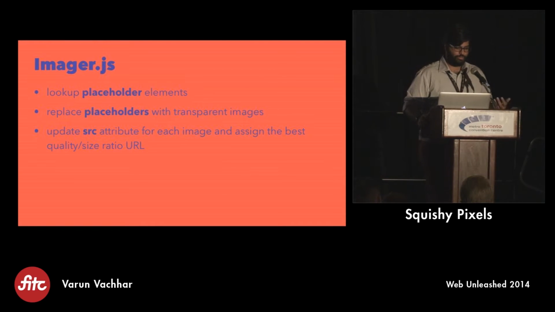So then Imager ends up replacing that placeholder div with a 1x1 pixel base64 encoded image. Then it replaces those 1x1 pixel images with the most appropriately sized image that it fetches from the server. And finally, a resize event is attached to the window, so when the user resizes their browser, the image element just updates.